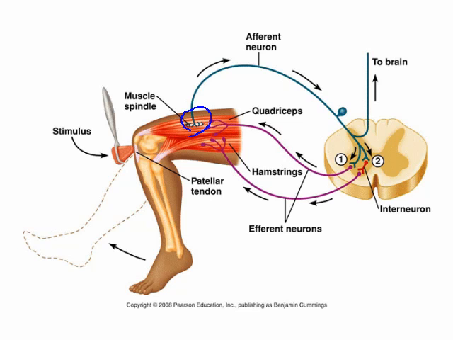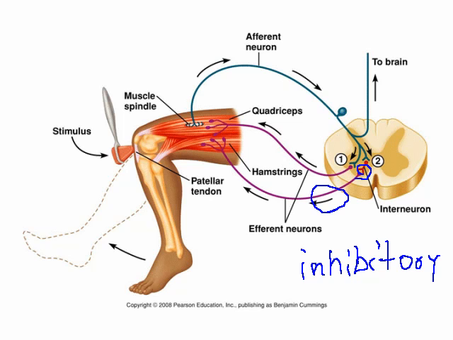Well, again, we have the stretch here, activation of the muscle spindle, which sets up an action potential in the afferent neuron, and again, it releases a neurotransmitter, which in the case of the quadriceps produces an excitatory response. It does here as well. It's going to excite this little interneuron, located here in the ventral horn of the spinal cord. But this is an inhibitory interneuron, meaning that when it is excited, it is going to release a neurotransmitter that will then inhibit the efferent motor neuron going out to the hamstrings.